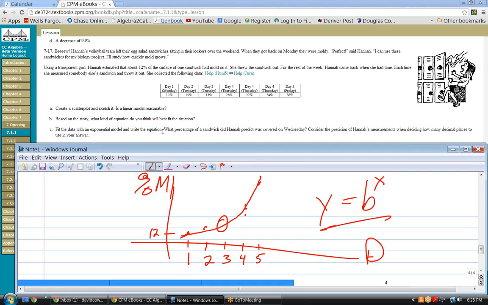Let's talk about what percentage of a sandwich Hannah predicted was covered on Wednesday. Well, clearly somewhere between 13 and 26%, right? If I look at my chart, there's 13%. Here's 26%. So wherever that would fall, maybe, I don't know. I don't know if she wants you to guess or figure it out, but we'll guess 16%.